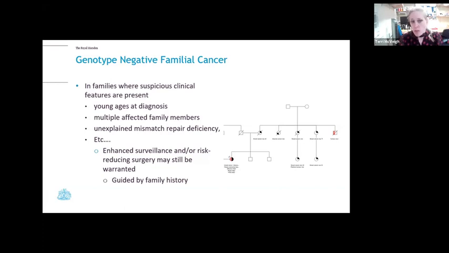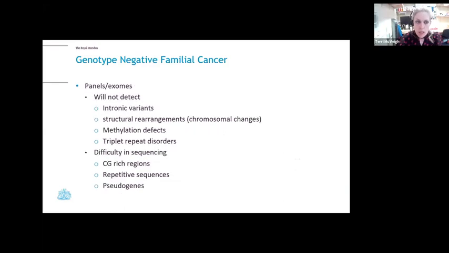Certainly things like mismatch repair deficiency, if there's examples of that, that needs to prompt consideration for Lynch syndrome in your head as well. So you can offer enhanced surveillance, and actually in some situations you might offer risk reducing surgery if it hits those kind of estimated thresholds that I talked about earlier.